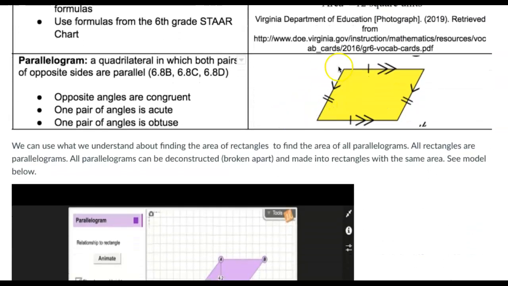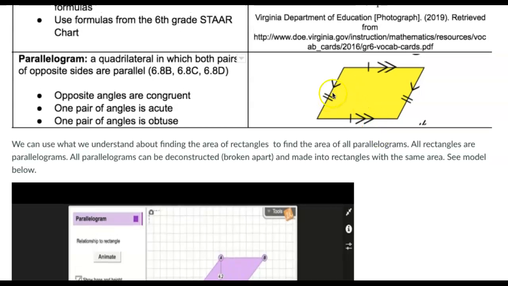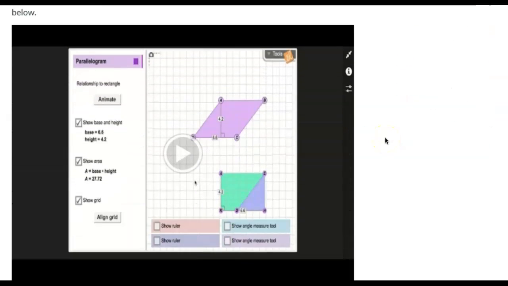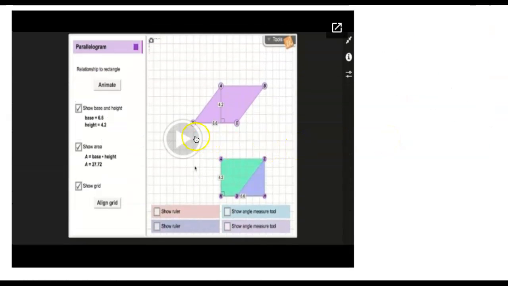You can't exactly take one side and multiply by the other side because of the slantiness of some parallelograms. So this particular video shows you why, how we can come up with the area of a parallelogram. So please listen to this.